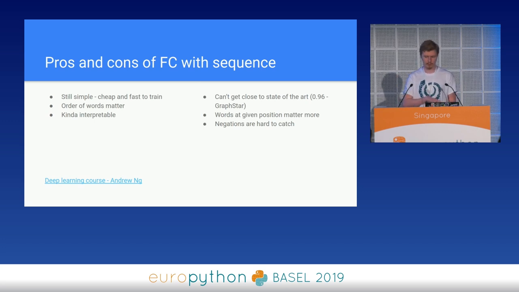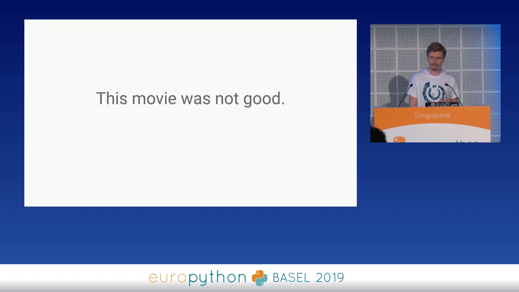Because of how the neural network works, if the word bad occurred at the first position, and then it occurred at the second or third, it will be treated differently. And that also may be a problem. And negations are, thanks to that, hard to catch. Not impossible, but hard. If you want to learn more about basics, I think that Andrew Ng's deep learning course is the best way to start. So you have a link.